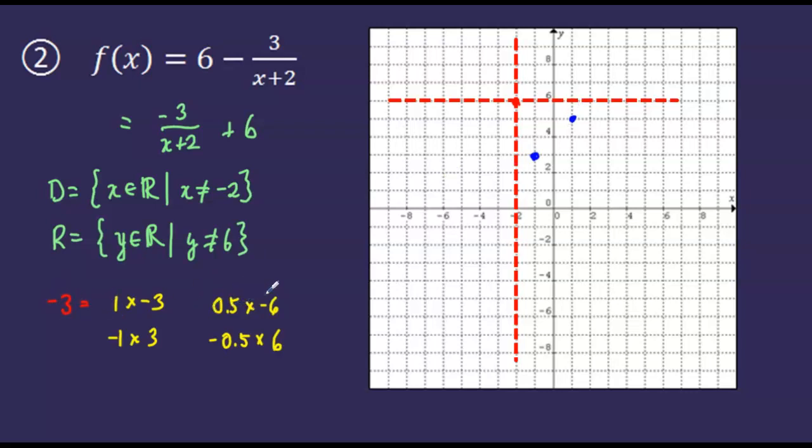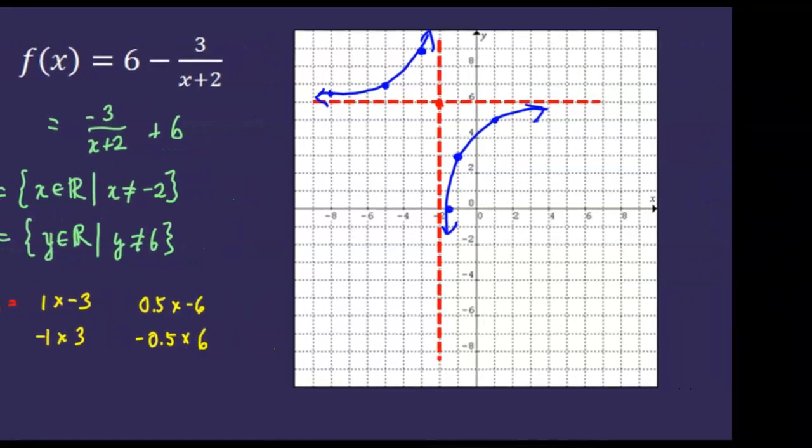And if we were to use the 0.5 and the -6, we would go to the right 0.5 and down 6. And we can also go to the right 6 and down 0.5. So there we get the two branches of that function.